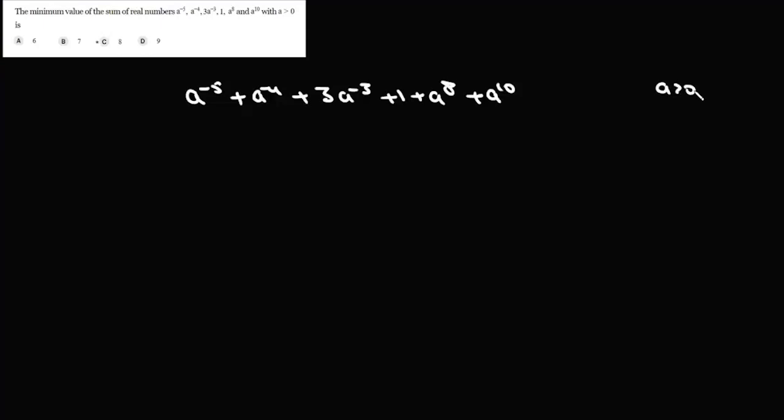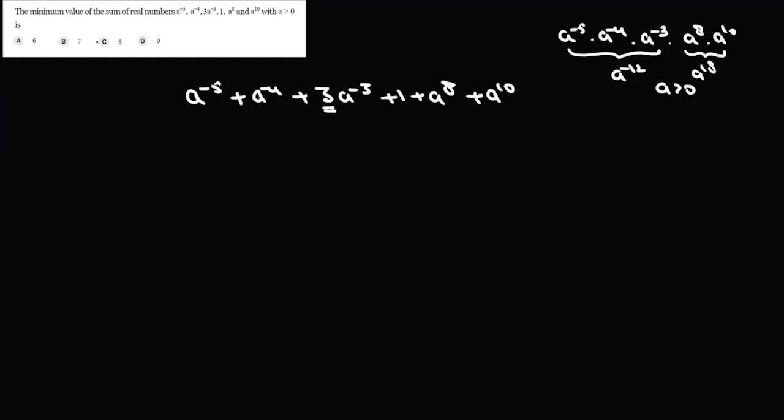Now we have to find the minimum value of this sum, and each of these numbers is a positive real number. So clearly we can use AM and GM. But the problem here is, if we multiply the powers of a, it will be a to the power minus 5 into a to the power minus 4 into a to the power minus 3 into a to the power 8 and a to the power 10. Now these negative powers come to a to the power minus 12, and these positive powers are a to the power 18. So their GM won't be constant, but we have this 3 here.